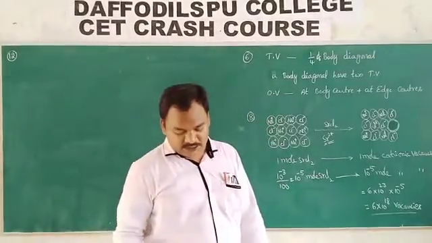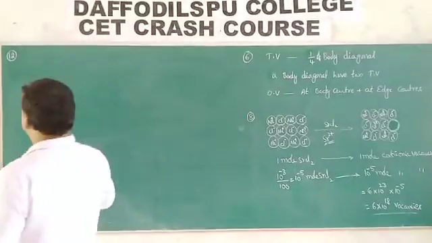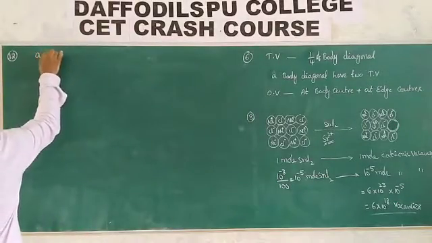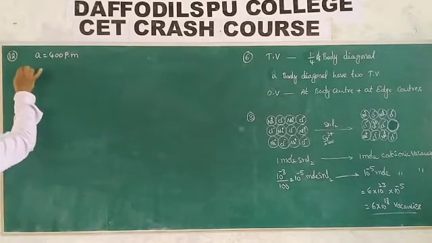A cubic unit cell edge length is 400 picometers. Its face diagonal will be?